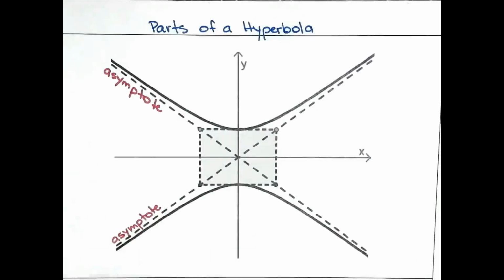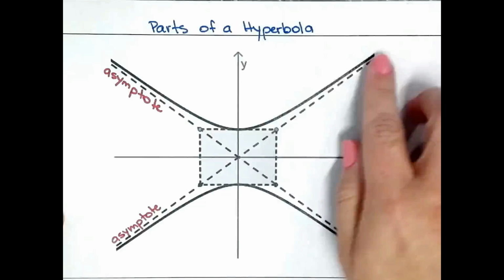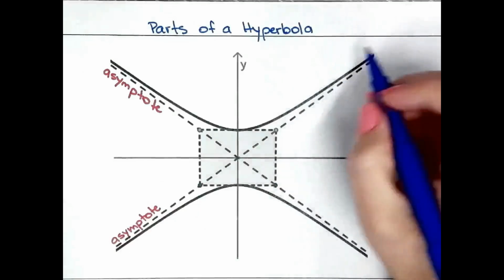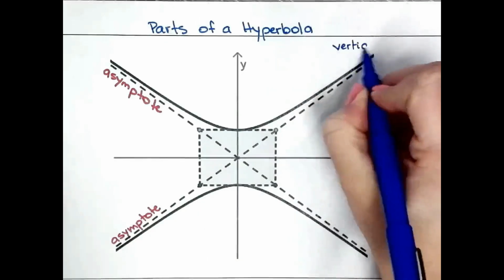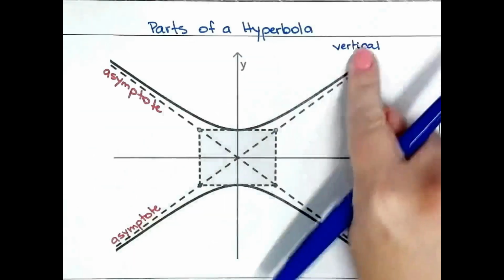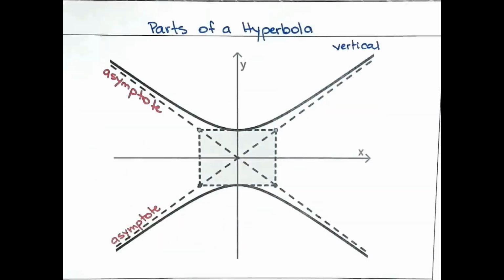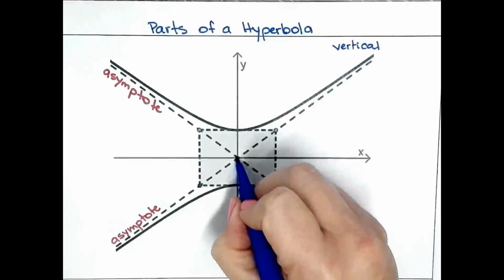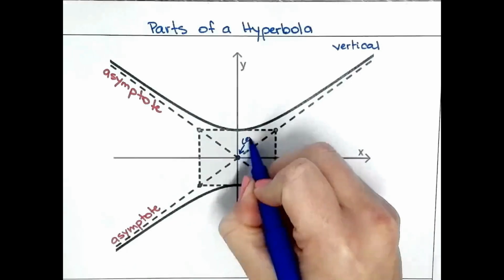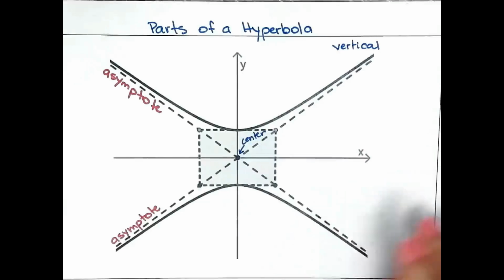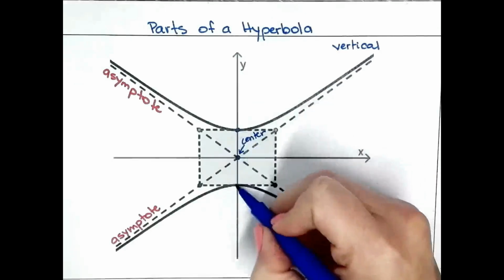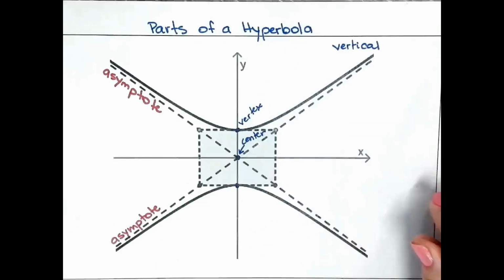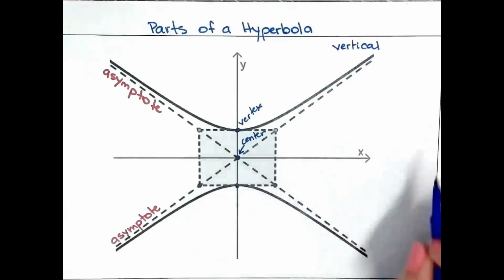Okay, so the orientation where the hyperbola opens, that's very important too. So this one in particular is a vertical orientation hyperbola. So vertical, because it opens up and down. Okay, we all know this is the center. So we have the vertex. And this is the other one.